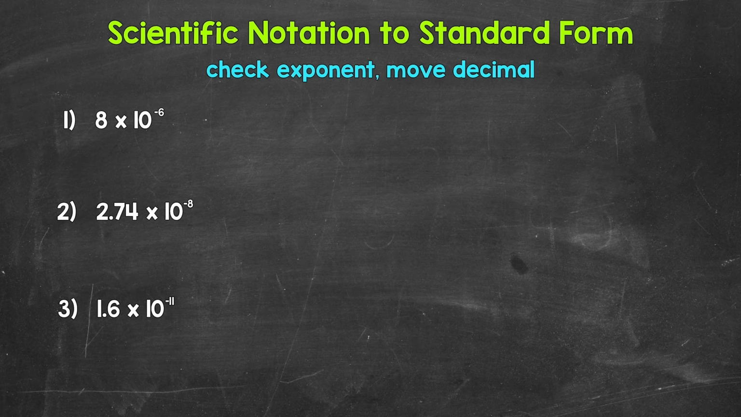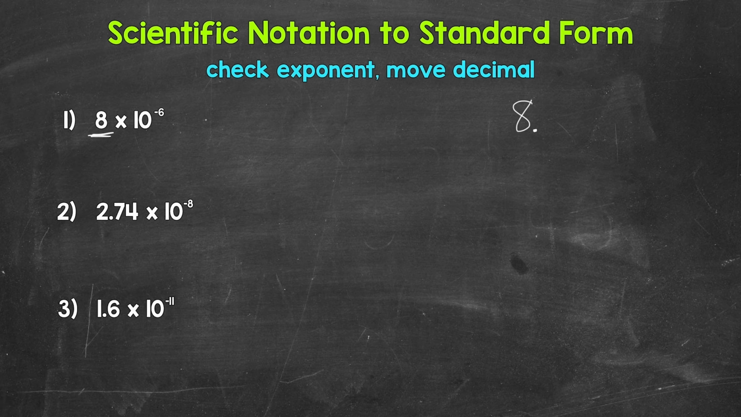Let's jump into number 1, where we have 8 times 10 to the negative 6th power. Let's write this in standard form. We'll start by writing 8 off to the side. So we're taking what's to the left of the multiplication sign. So we have 8, and then we need to include the decimal, which comes after a whole number, so to the right of the ones place. So right here. Now we need to take a look at our exponent, which is negative 6. That tells us we moved the decimal 6 places. But which way? Do we move it left or right?